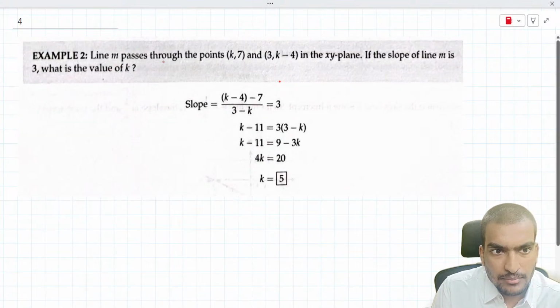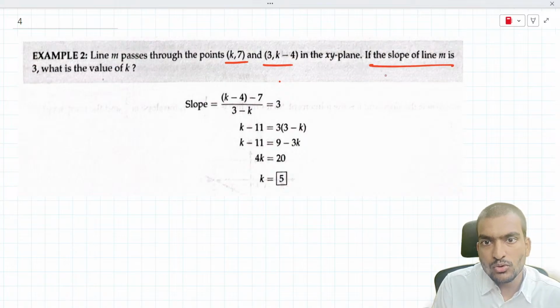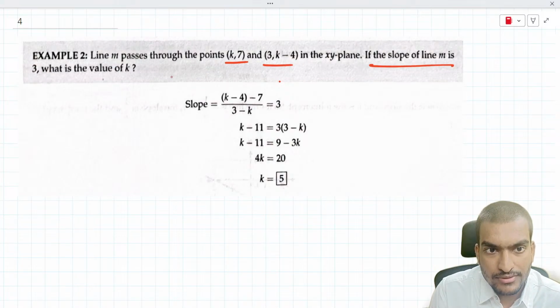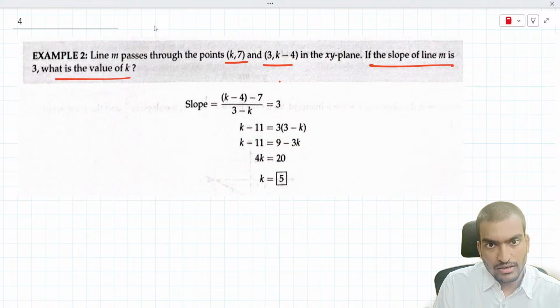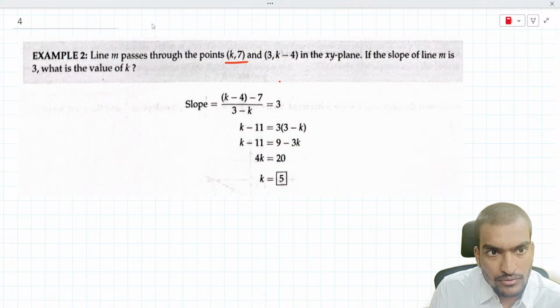The line M passes through the point (k, 7) and (3, k minus 4) in the xy plane. If the slope of line M is 3, what is the value of k? So here we have 2 points. Let's consider them as x1, y1, and x2, y2.